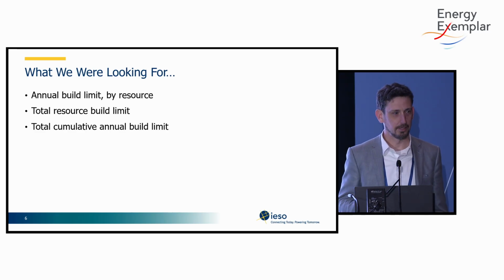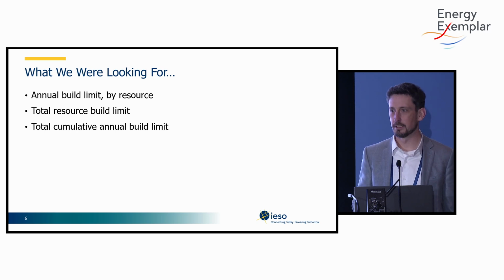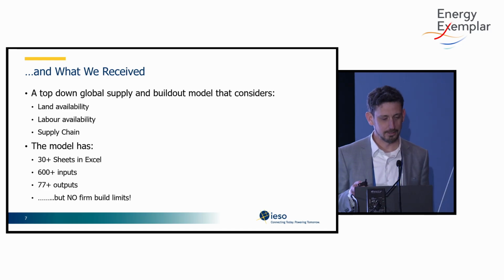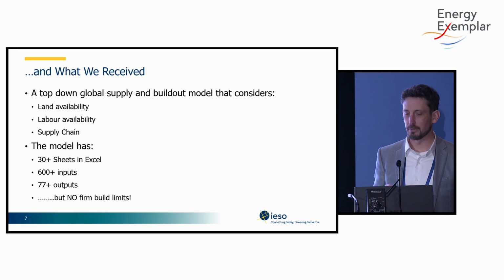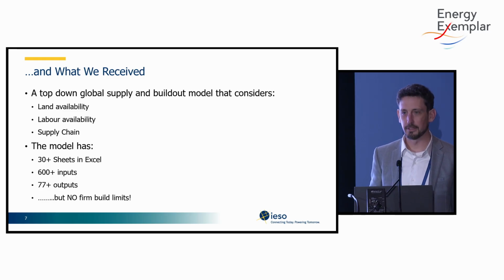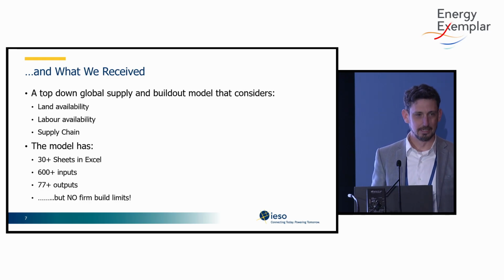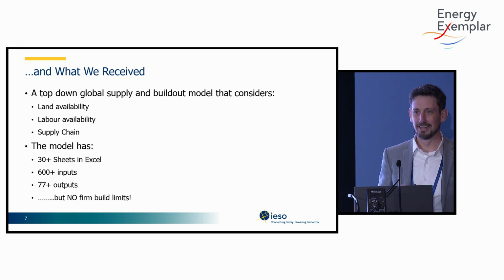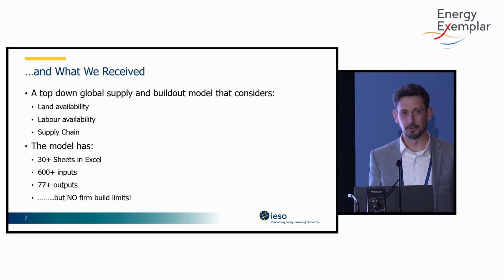Nice, simple, you can put it into PLEXOS pretty easily and then go off and run as many capacity expansions as you want. What we received was not that. It was a top-down global supply model and build out that considers the land availability in Ontario, it considers the labor availability, all types of interesting global supply chain stuff. It has 30 sheets of Excel filled with data, 600 plus inputs, 77 outputs, and no firm build limits. So that is what we got from the consultant, and then we started on our own odyssey to make sense of what do we do with this thing that we just spent a bunch of time and money on and get something useful out of it.